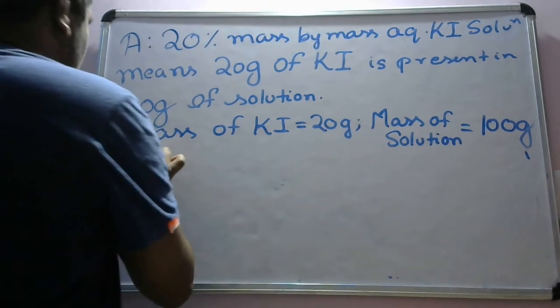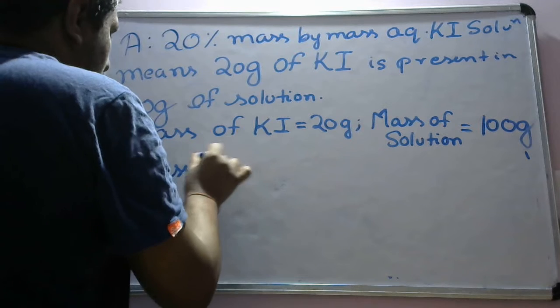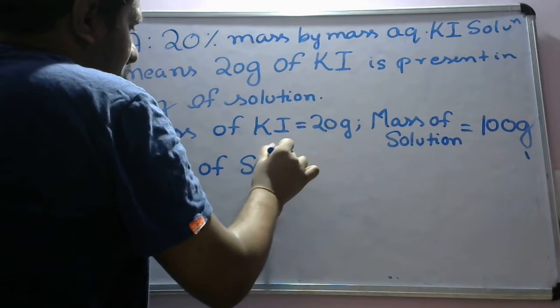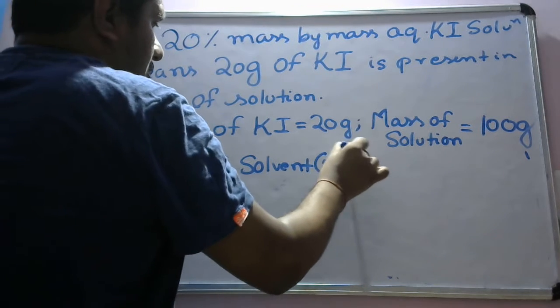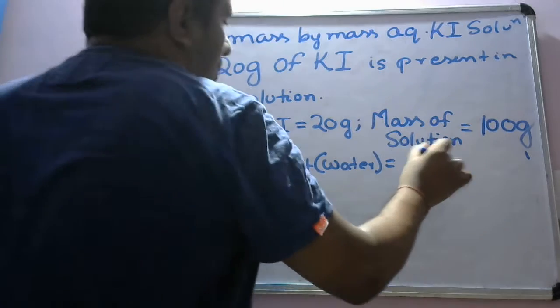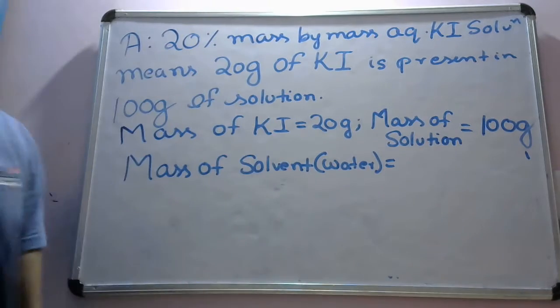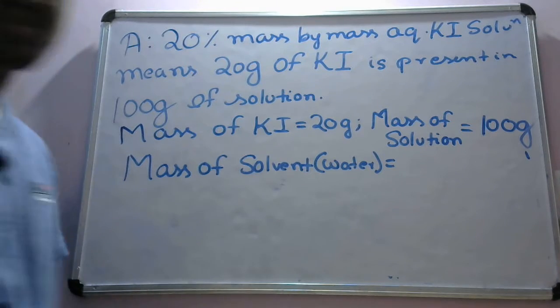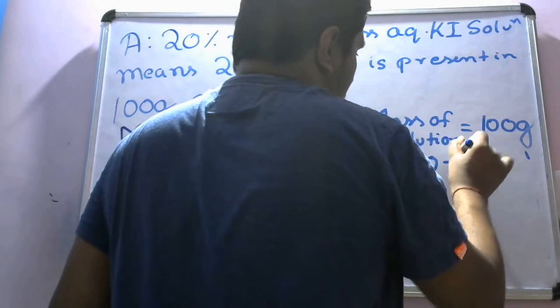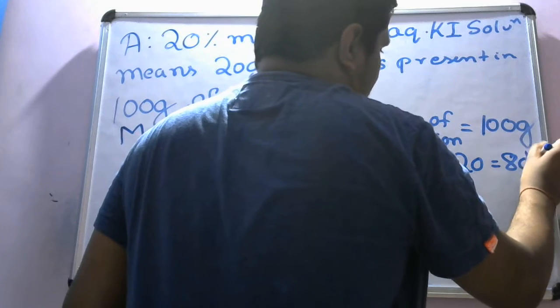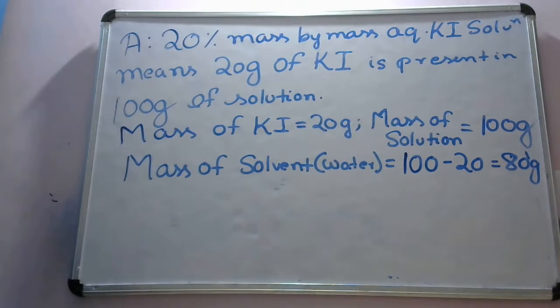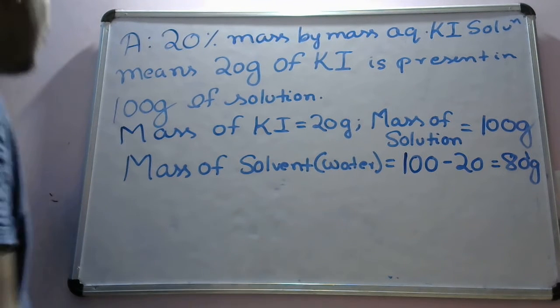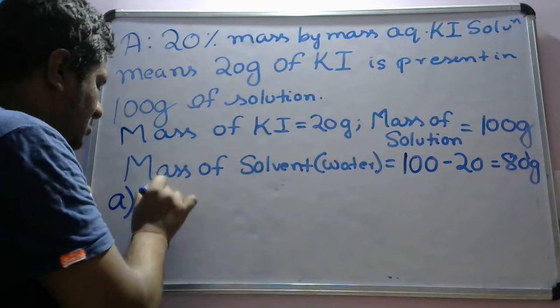Then mass of solvent is water. Mass of solvent, that is water, equal to solution minus solute. Total mass of solution minus mass of solute is solvent. So 100 minus 20 equal to 80 grams. So our mass of solvent we found out. Now first let us find out its molality.